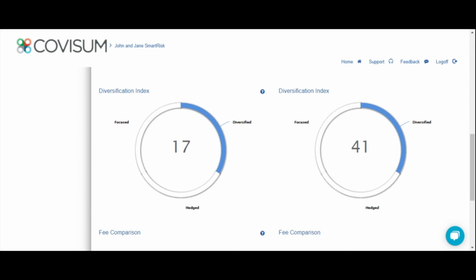Now let's take a look at the diversification index. There's a much lower propensity to get surprised out of left field because the proposed portfolio is considerably more diversified than the current portfolio. Whenever you see a professionally designed portfolio, you're likely to see something in the range of 20 to 40% on the diversification index.